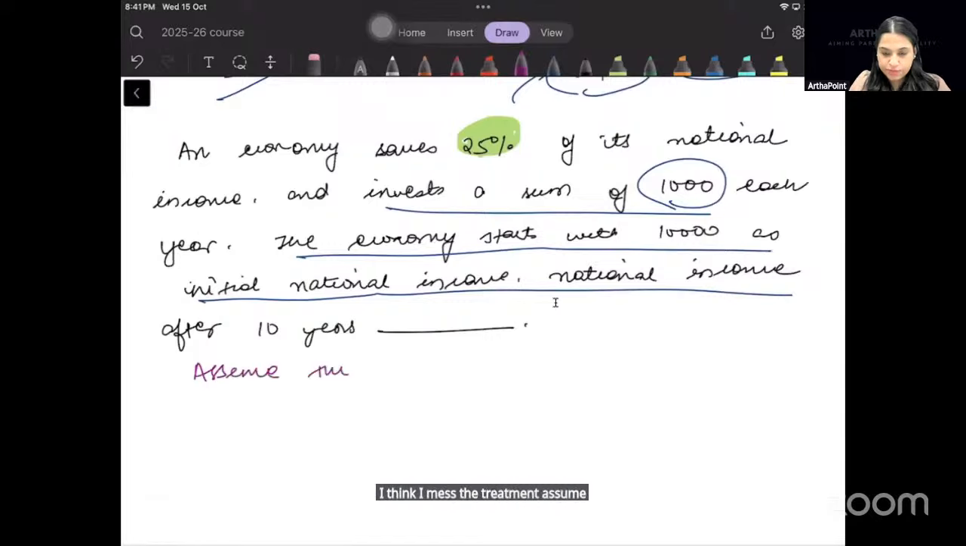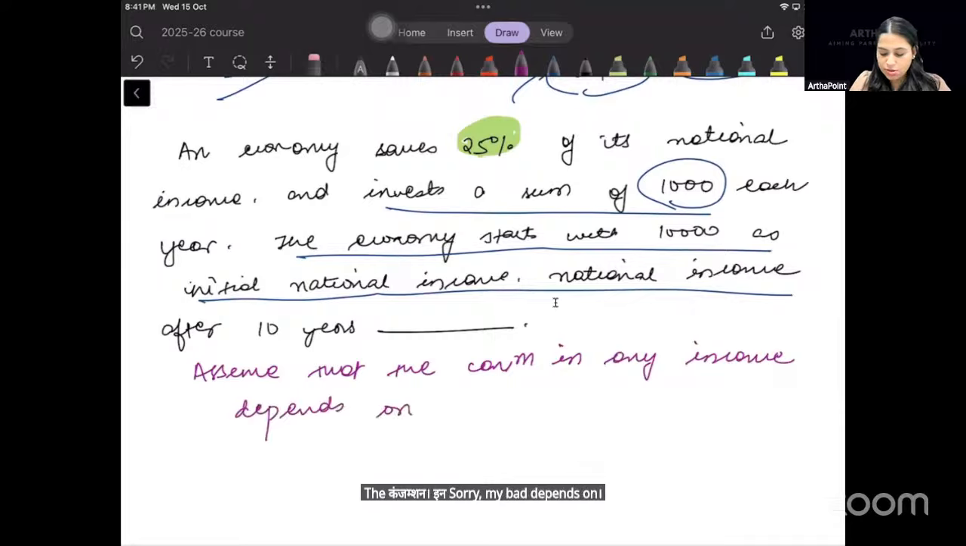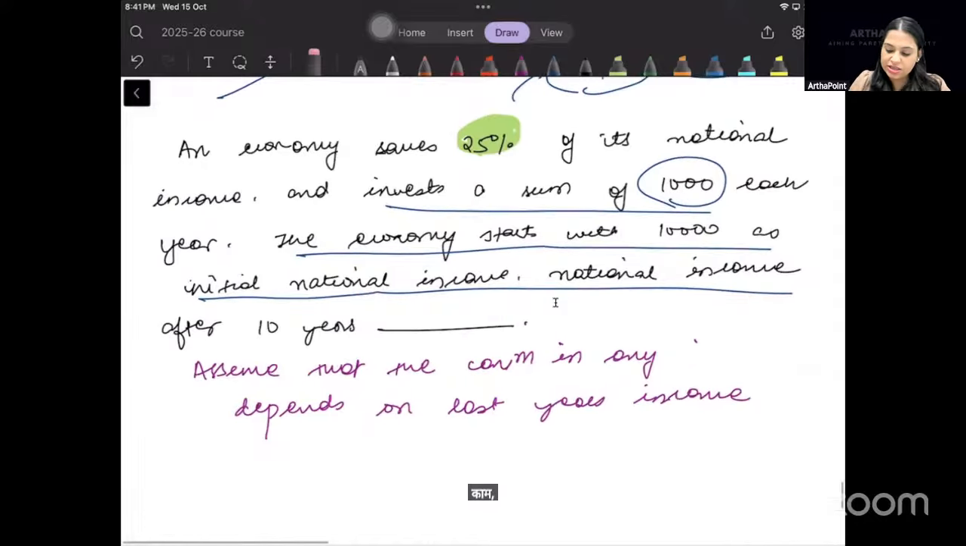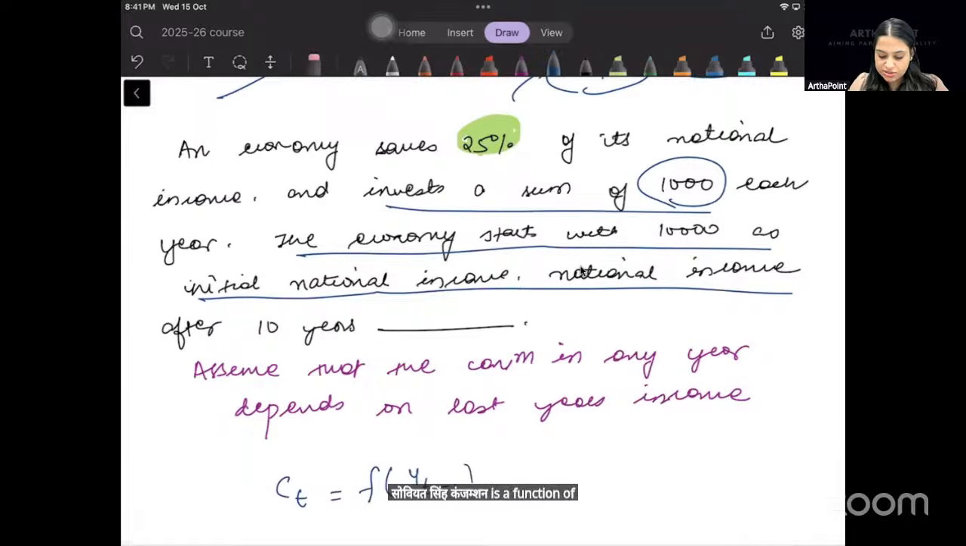Assume that the consumption in any year, sorry, my bad, huh? Depends on last year's income. Now give it a try. Consumption in any year depends on last year's income. Now give it a try. So we are saying consumption this year is a function of last year's income.